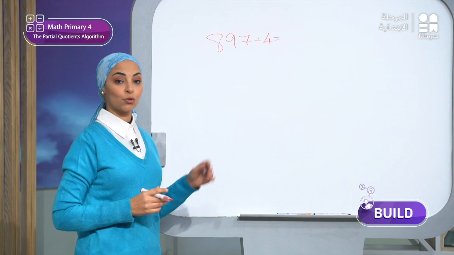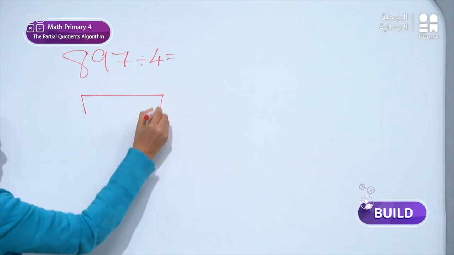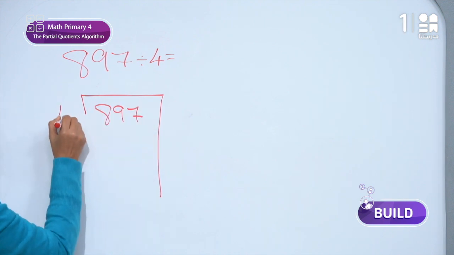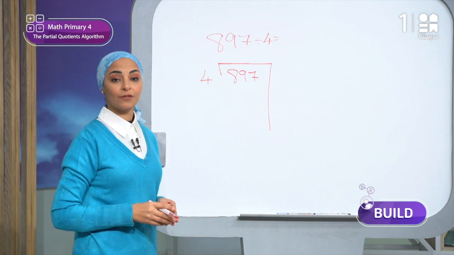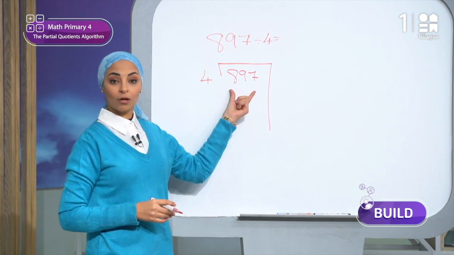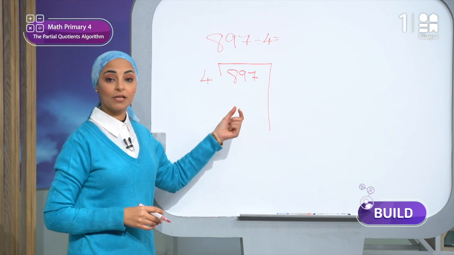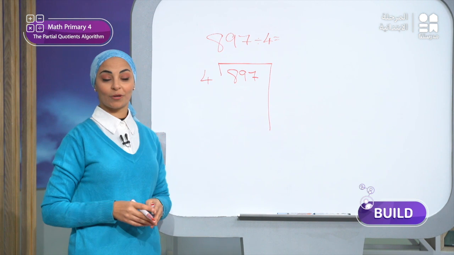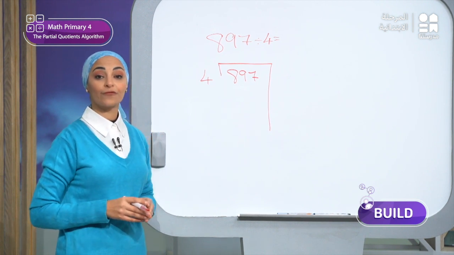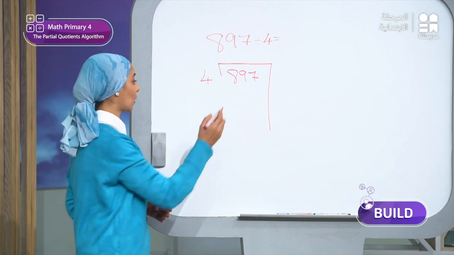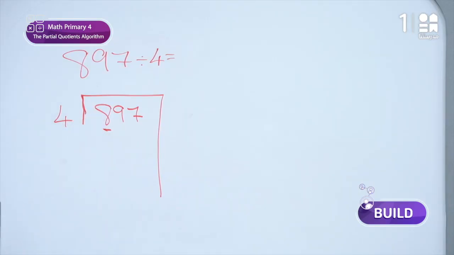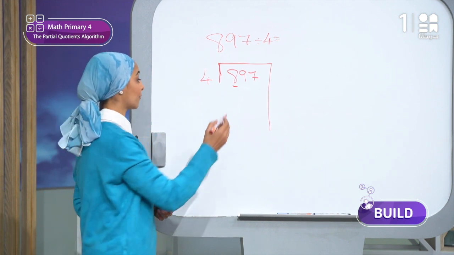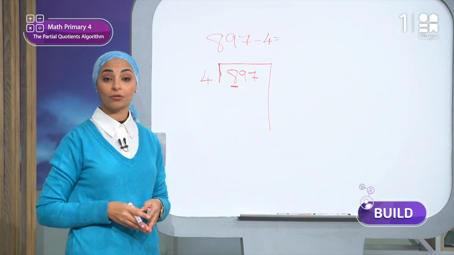It is written in this way. I will write the problem like you see here: 897, and here is the 4. As you see, the dividend 897 goes under the line and the divisor goes to the left of the symbol. Let's see how we can solve this problem. First, we'll start with the first digit to the left, which is 8. So, ask yourself, what is the value of this 8? Yes, we all know the value of this 8 is 800.